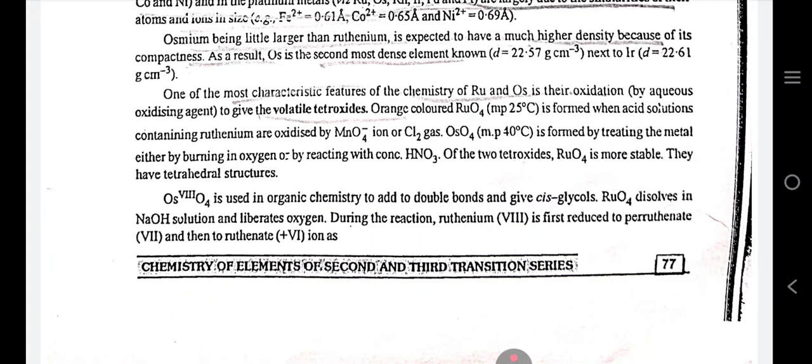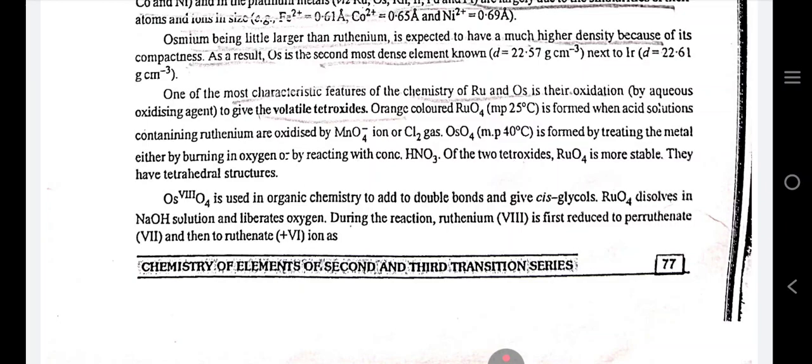One of the most characteristic features of the chemistry of ruthenium and osmium is their oxidation by aqueous oxidizing agents to give the volatile tetrahedral tetraoxides. RuO4, orange colored, is formed when acid solutions containing ruthenium are oxidized. OsO4 is formed by treating the metal either by burning in oxygen or by reacting with concentrated HNO3. Of the two tetraoxides, OsO4 is more stable. They have tetrahedral structures.